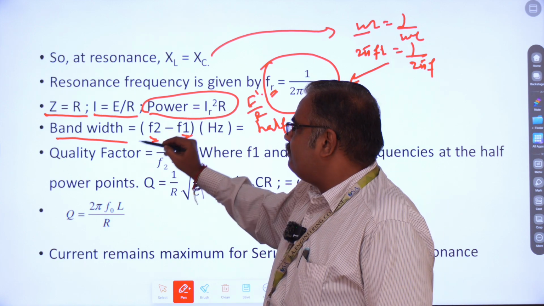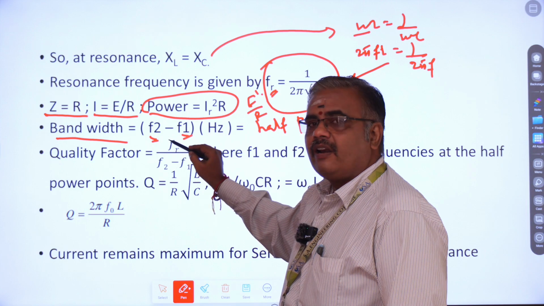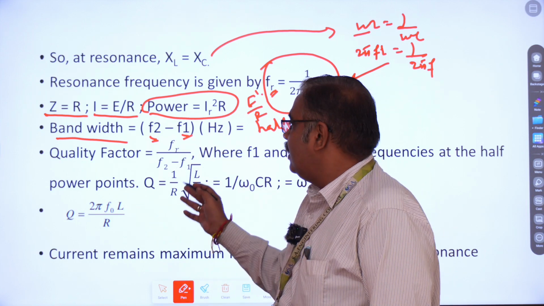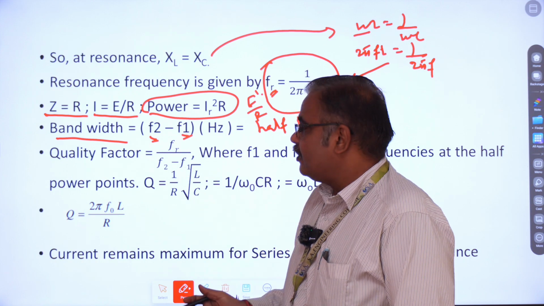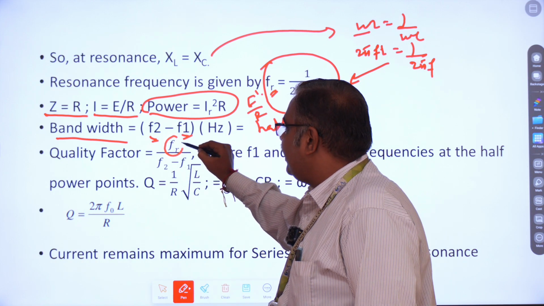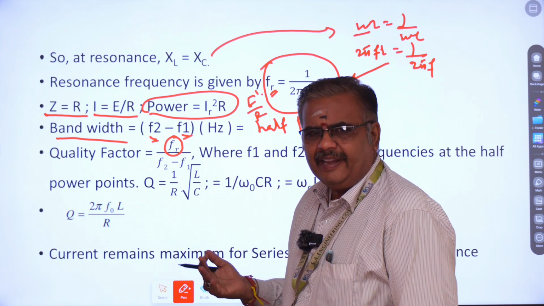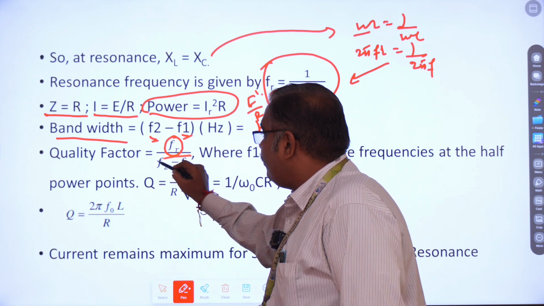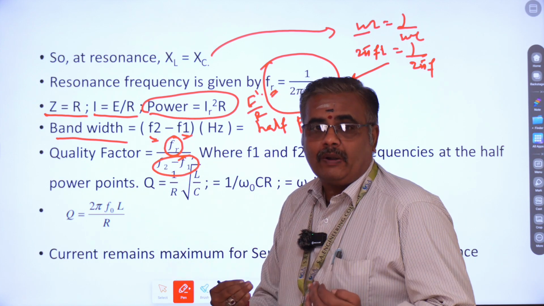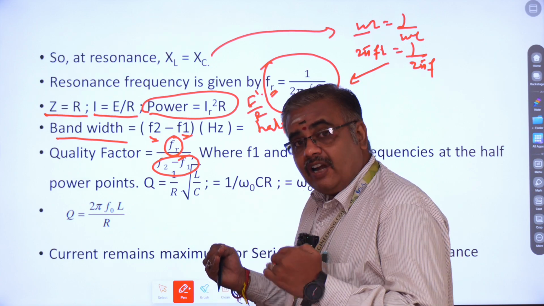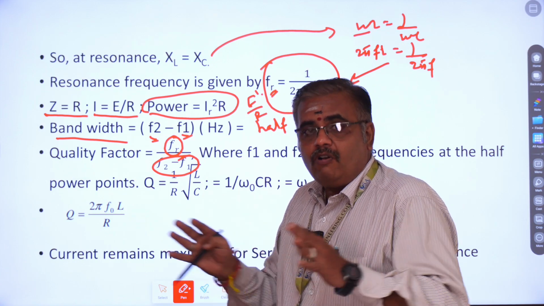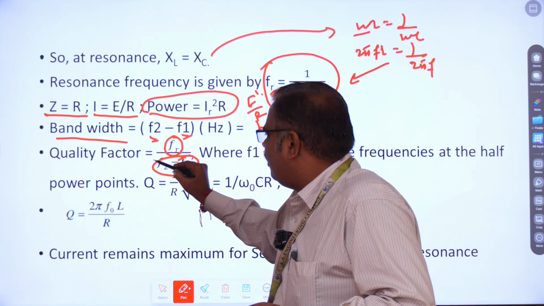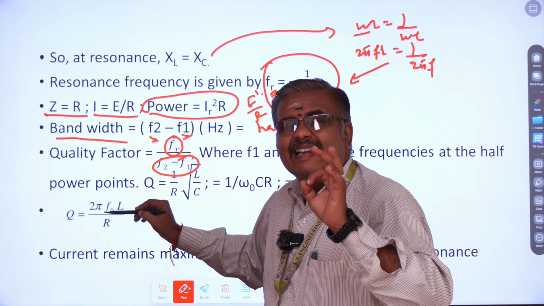Right? So from the bandwidth we can calculate the quality factor. The quality factor is given by FR divided by F2 minus F1, where FR is the resonant frequency and F2 minus F1 is the bandwidth. So when your FR is very high, we can state that the quality factor will be increasing. And of course, if your F2 minus F1, your bandwidth, is lower, the quality factor will be increasing. If your bandwidth is wider, or higher, the quality factor will be very low. So this ratio is used for designing of filters.